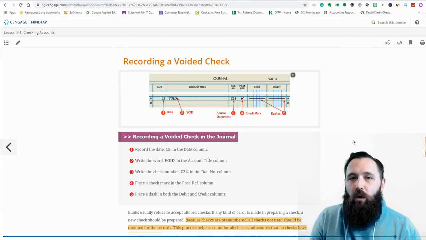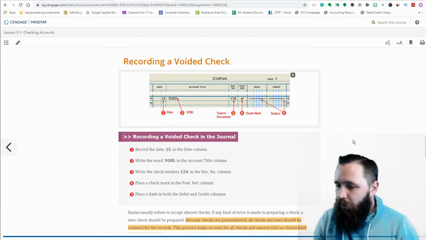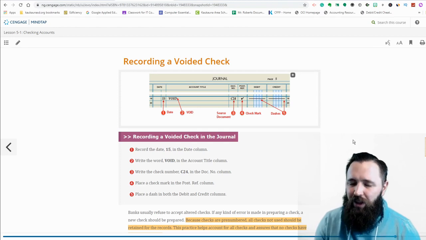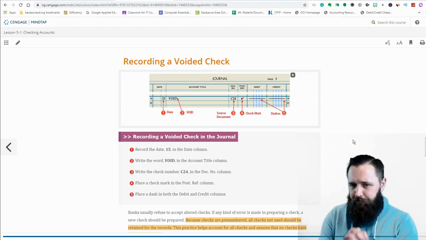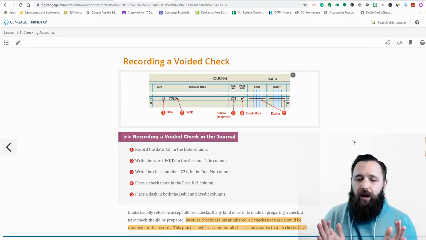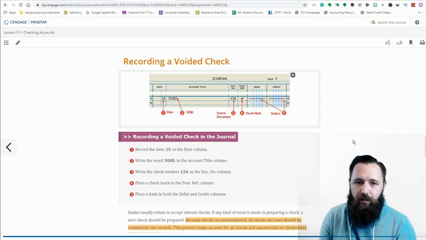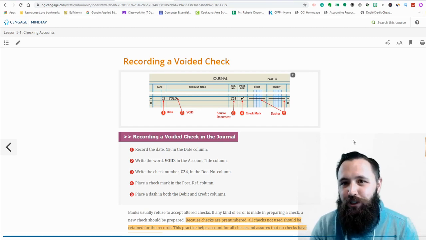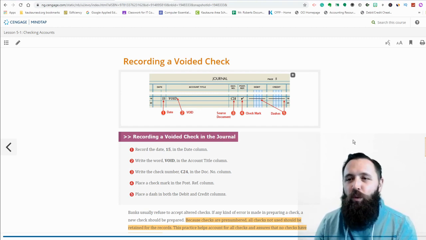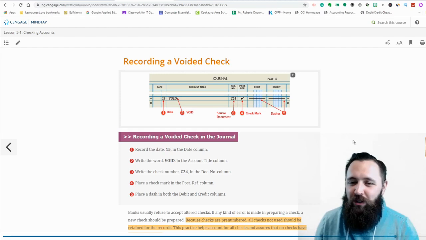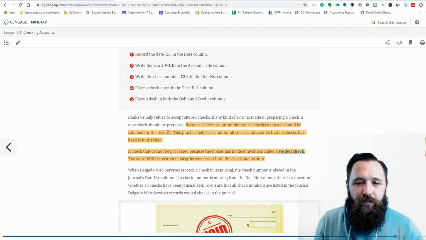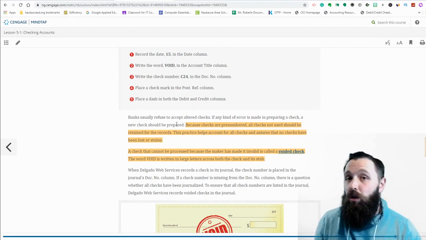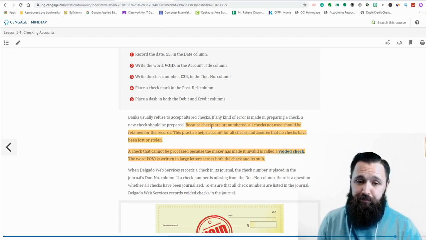Next, we are going to record a voided check, all right? So once again, we covered a lot of things in this unit. Recording a voided check. So what is a voided check? Well, a voided check is pretty much saying, it's a big X. It's saying you do not cash this check. There is a mistake on it. We are voiding it. It is no longer good. So you might do that if the bank refuses it because it's altered. If there's any kind of error, they could say, we're not accepting it.